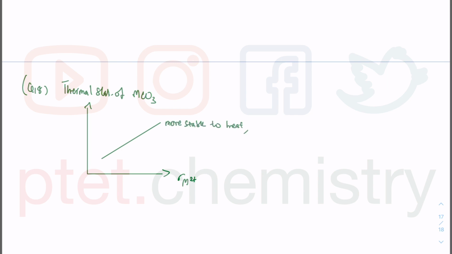If they are more stable to heat, they are more difficult to decompose, so not as easy. If they are more difficult to decompose, your temperature of decomposition will increase. Therefore, we're looking at option C or D. A and B are out.